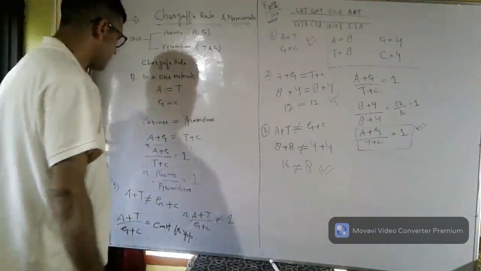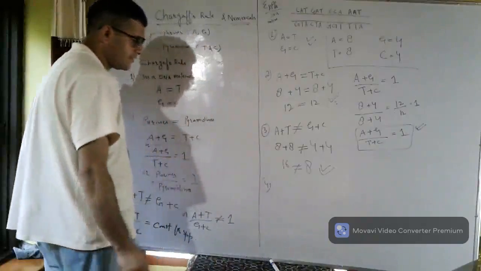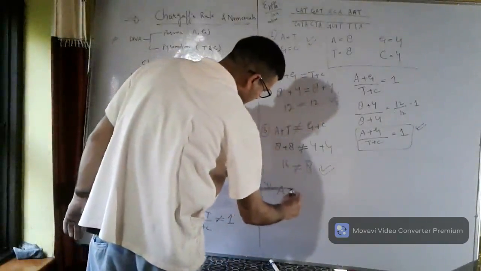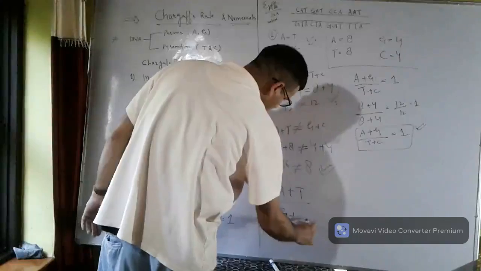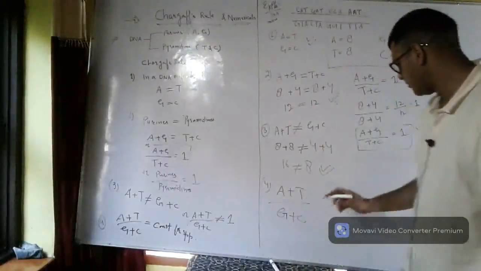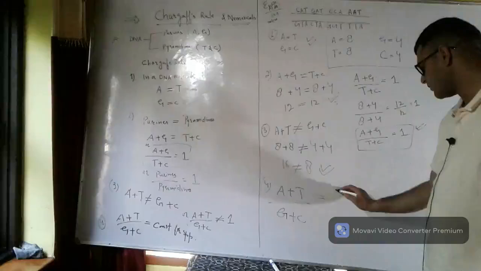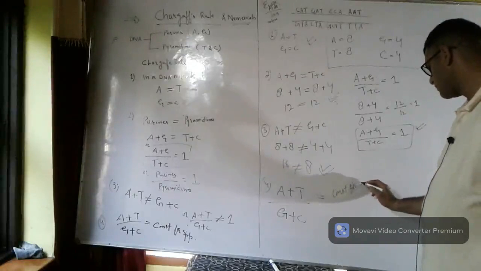Then rule number fourth, we say that the base pair ratio adenine plus thymine by guanine plus cytosine is constant for the species.